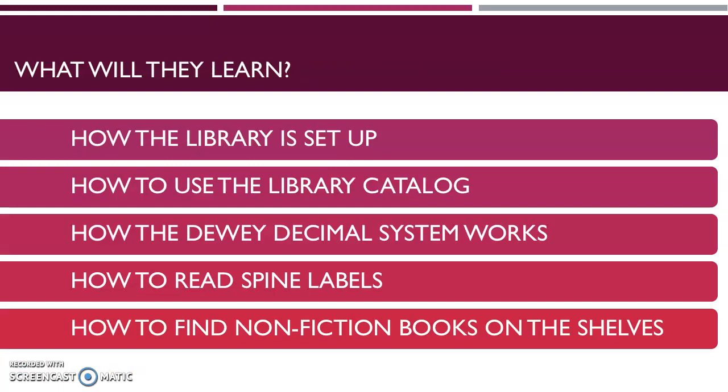What will they learn through this lesson? They will learn how the library is set up, where all the sections are, how to find the sections, how each section is broken down. They'll learn how to use the library catalog on the computers. They'll learn to log in. They'll learn to search for a book by author or title or subject. They'll learn how to find the call number and also write the call number down.